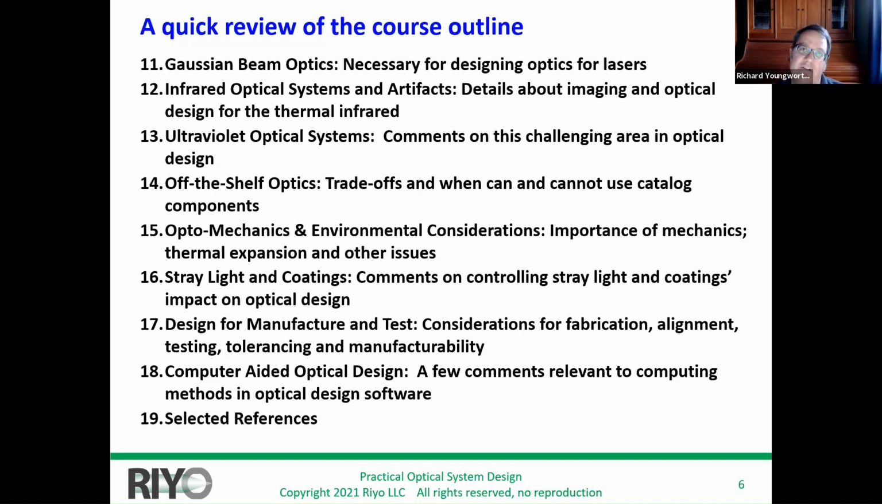Then we talk about optomechanics and environmental, at least from an optical engineering perspective, not to the extent that an optomechanical engineer or a mechanical engineer doing optical systems would necessarily do. A little bit of intro to stray light and coatings, design for manufacturing and tests, and then computer-aided optical design. We have started building up some selected references. Of course, at this point, the literature is quite extensive in this area.